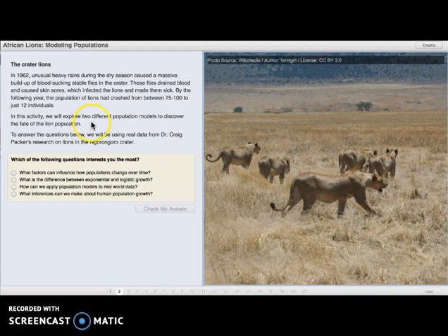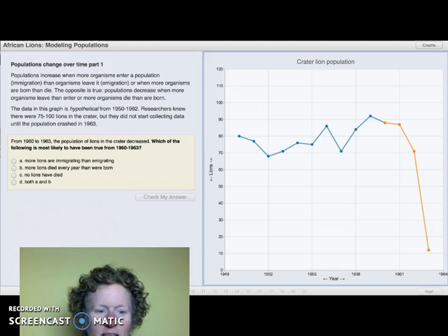And this activity will explore 2 different population models to discover the fate of the lion population. To answer the questions below, we'll use real data from Dr. Craig Packer's research on lions in the Ngorongoro crater. Which of the following questions interests you the most? And there's no correct answer to this question. You can choose whichever question you would like, and then click Next in the lower right-hand corner to continue.